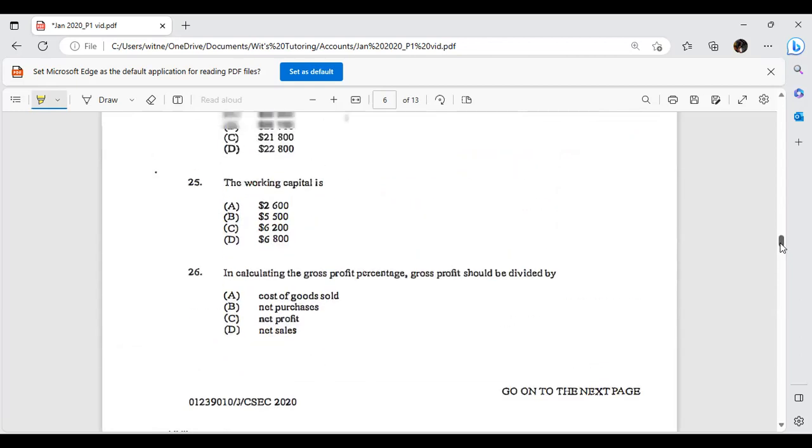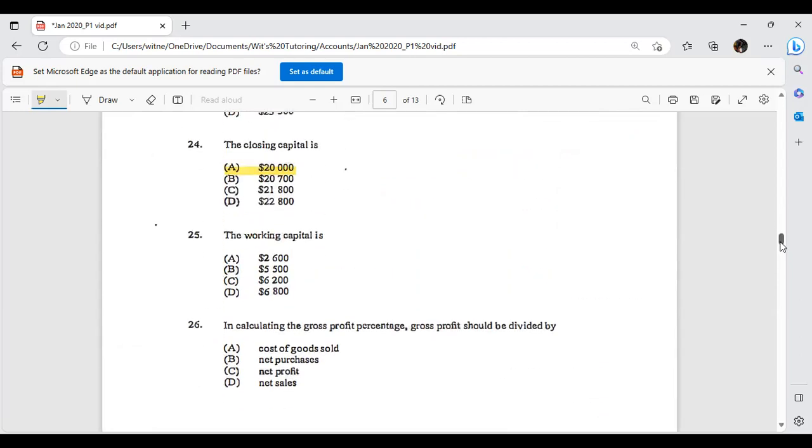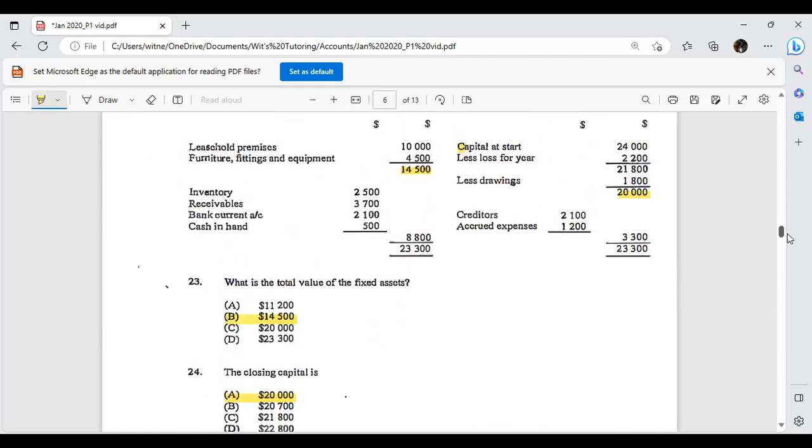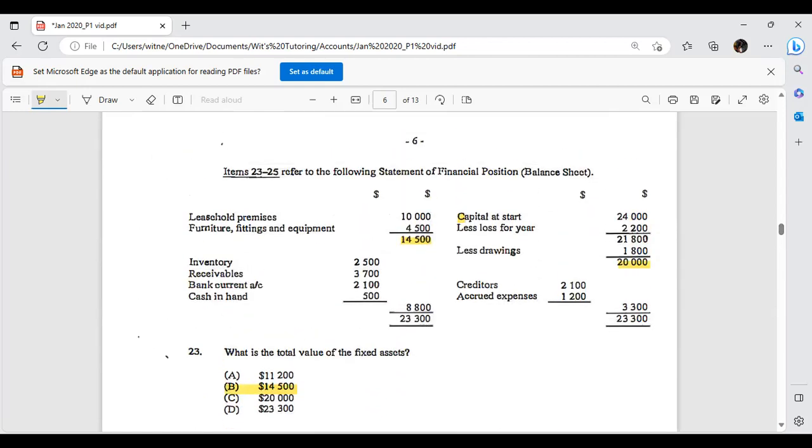All right. The working capital is, remember what working capital is? It is your current assets minus your current liabilities. So here are our current assets. Your total current assets is the inventory, receivables, bank account, and cash in hand. Your total current assets is this 8,800.